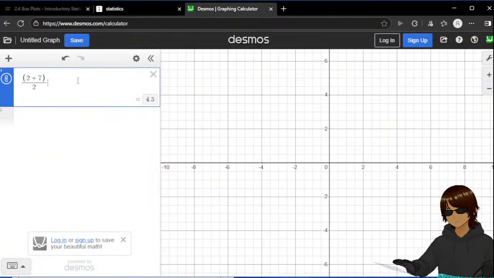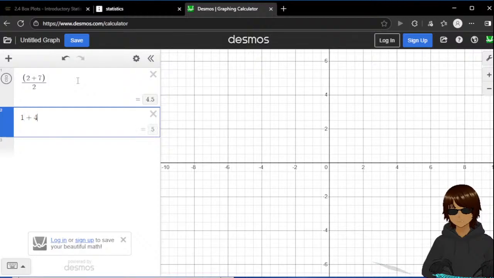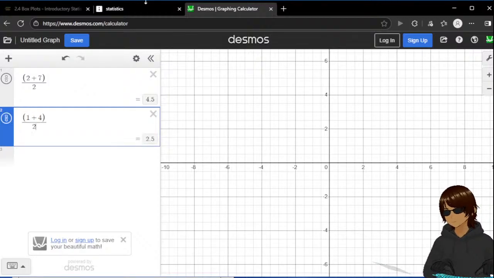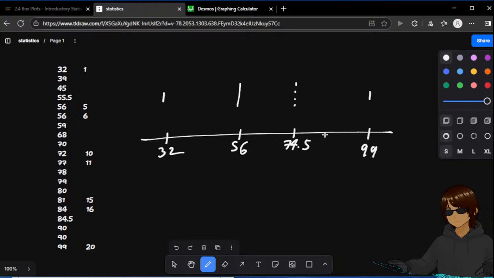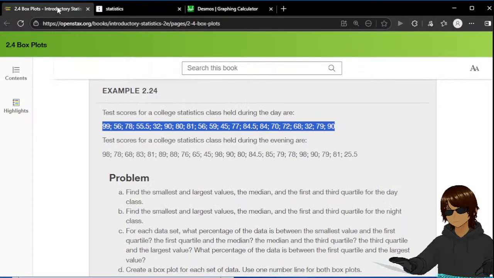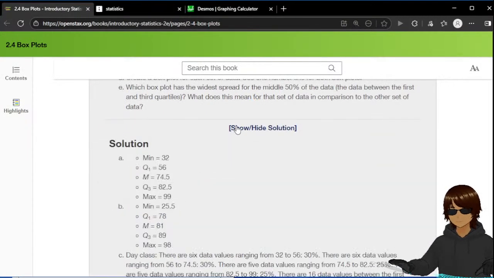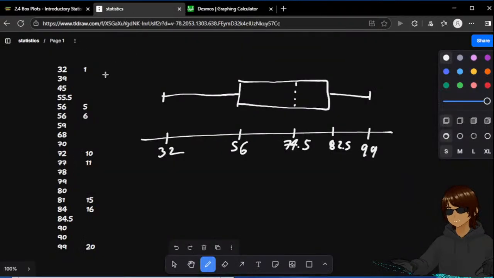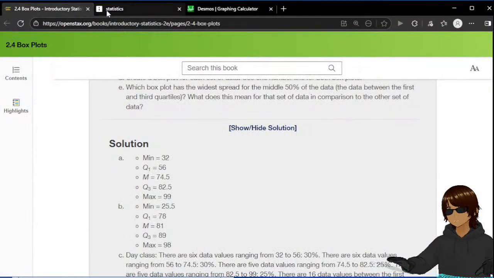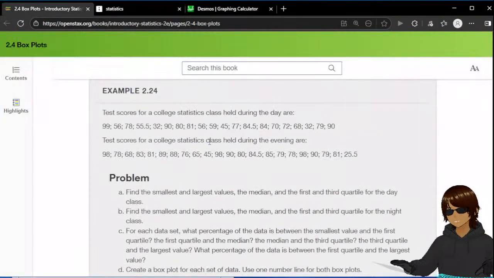56. And then is this 82.5? Yep, 82.5. So 32, 56, 74.5, 82.5 and 99. Okay.